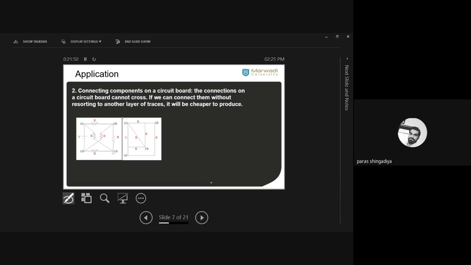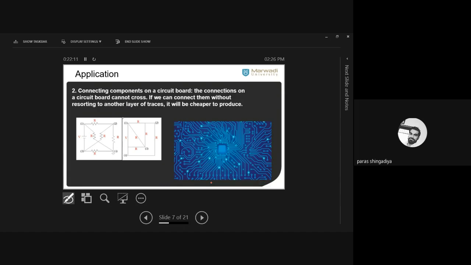What is the importance of this? Why is it required here? That is mentioned here: the connections on the circuit board cannot cross. If we can connect them without resorting to another layer of traces, it will be cheaper to produce.